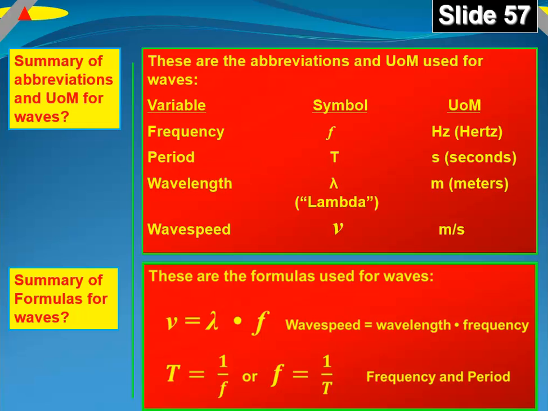So down below are the only formulas there are for waves. There's actually one small one later on. These are the formulas used for waves. So wave speed equals wavelength times frequency, and period is 1 over the frequency, or frequency is 1 over the period. Okay, so that takes care of our second lesson.